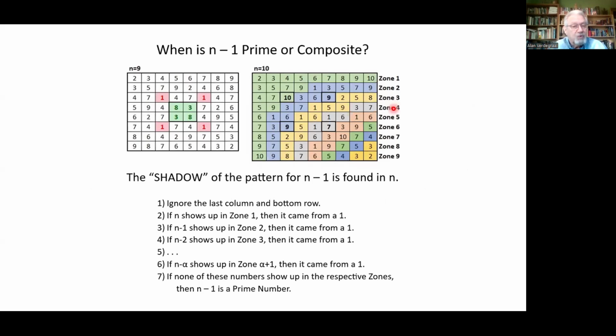So when is n minus 1 prime or composite? It's when the shadow of the pattern for n minus 1 is found in n.